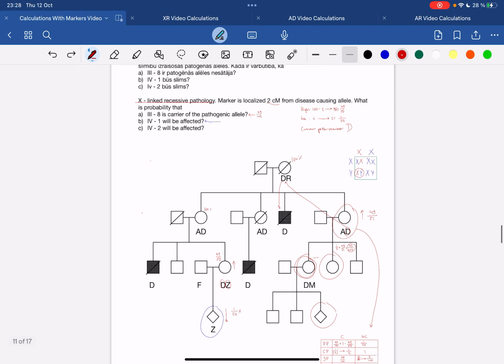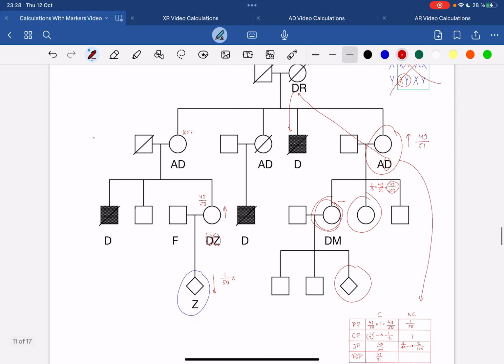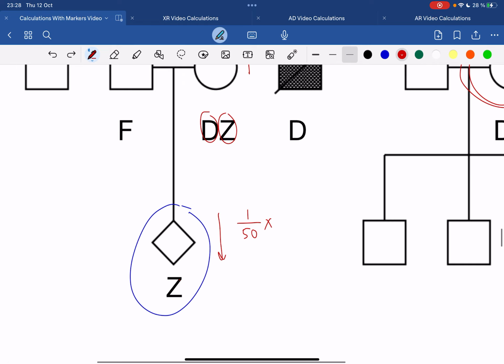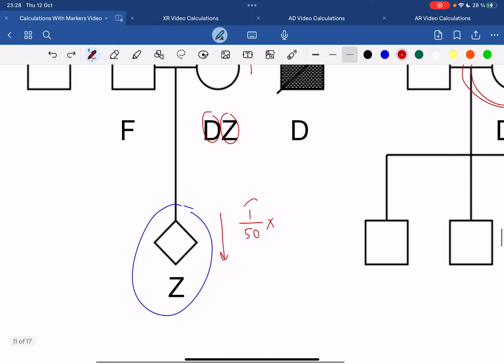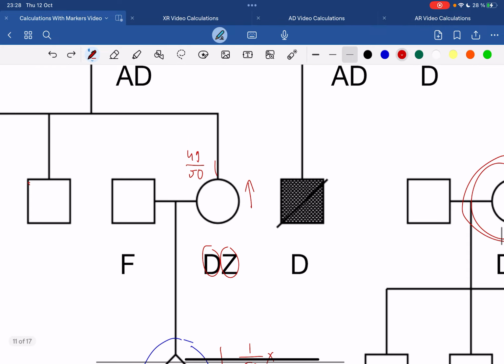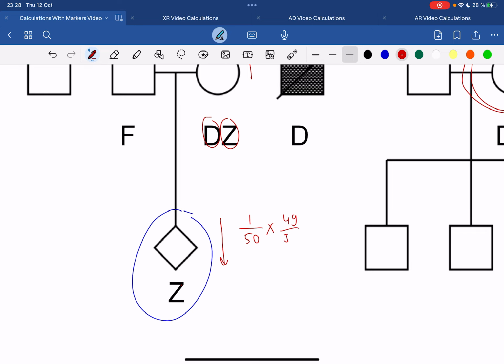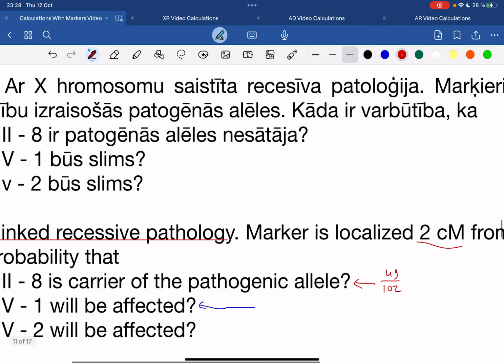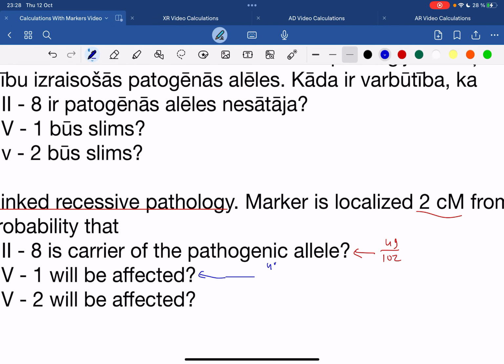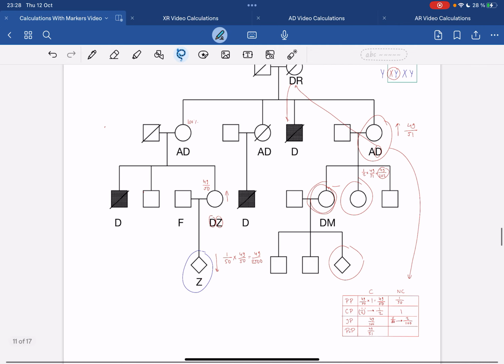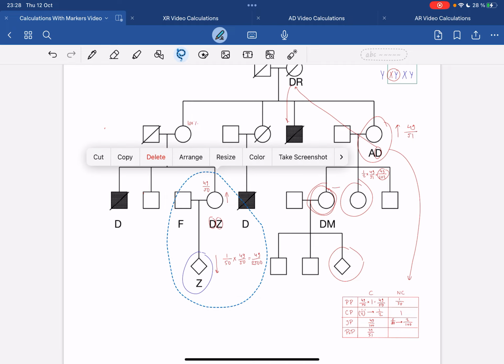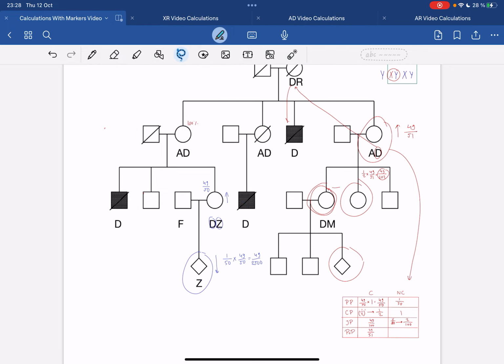However, we know that for certain, this person has not received the allele, right? So we ignore the Punnett square completely. So instead, we just take the low probability times the probability for the mom to be a carrier, which is 49 over 50. And that is equal to 49 over 2,500. So here would be 49 over 2,500. There we go.